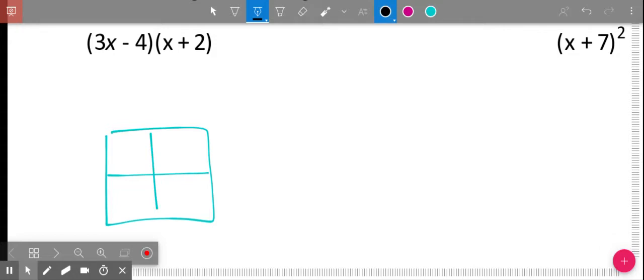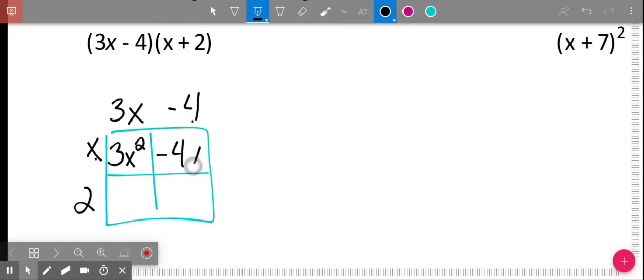And then I'm just going to fill in all the pieces. So I have 3x minus 4, and then x plus 2. Okay, so 3x times x gives me 3x squared. X times negative 4 gives me negative 4x. 3x times 2 gives me 6x. And 2 times negative 4 gives me negative 8.